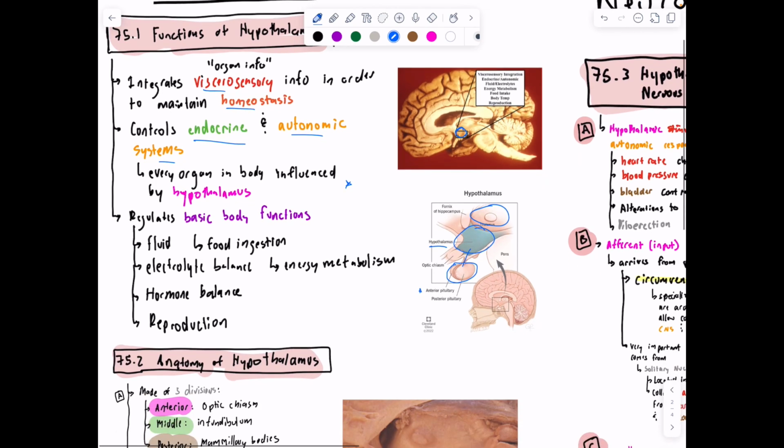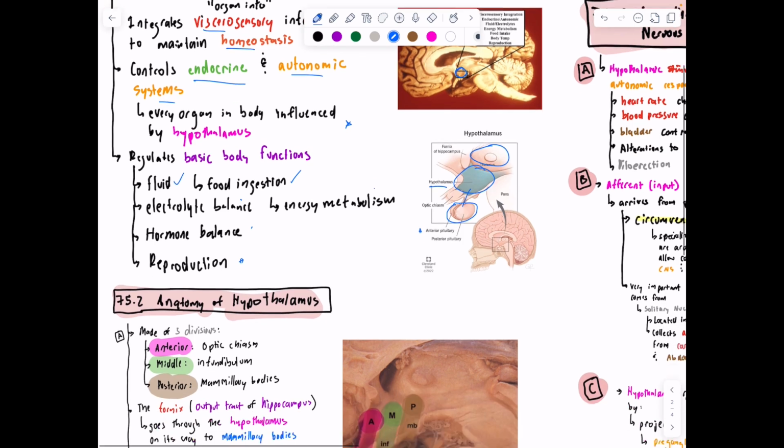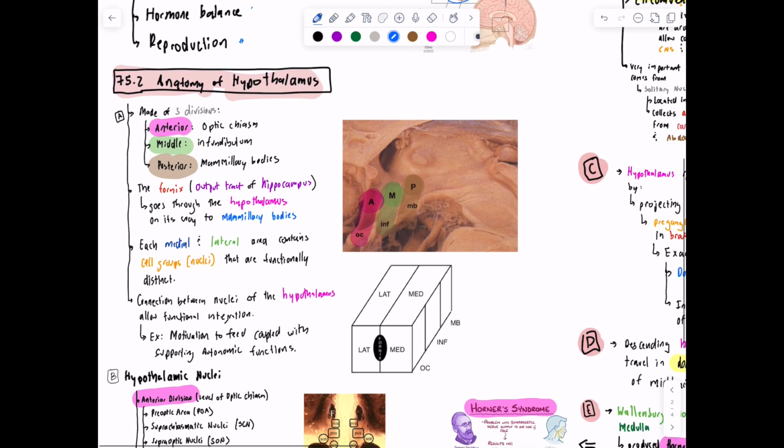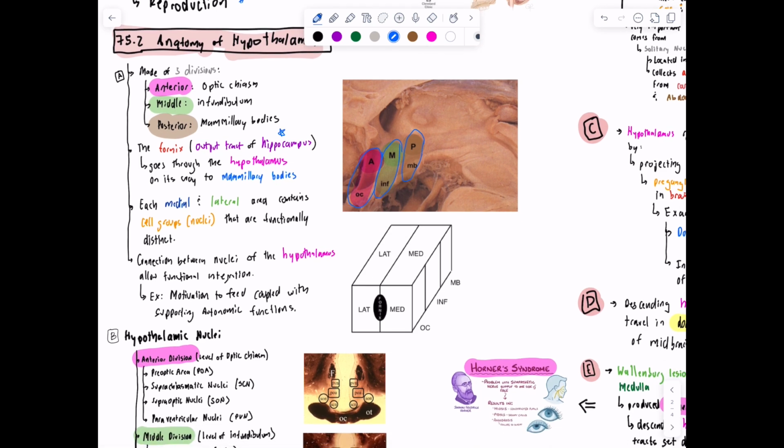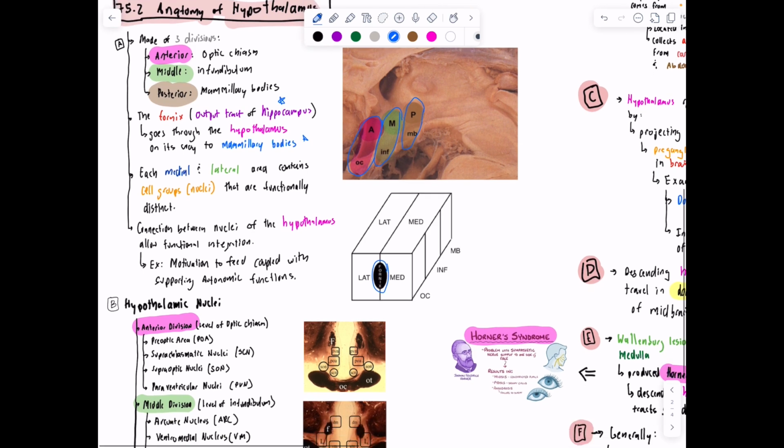It is regulating, as we mentioned, basic body functions: fluid levels, food ingestion, electrolyte balance, energy metabolism, hormone balance, and reproduction. The anatomy is hopefully relatively straightforward, but we divide it into 3 regions. We have the anterior region, which is bounded by the optic chiasm, then the middle region bounded by the infundibulum, and then the posterior region bounded by the mammillary bodies. The fornix, which we talked about a few minutes ago, is the output tract of the hippocampus, but it actually runs through the hypothalamus on its way to the mammillary bodies that are at the end of the fornix.